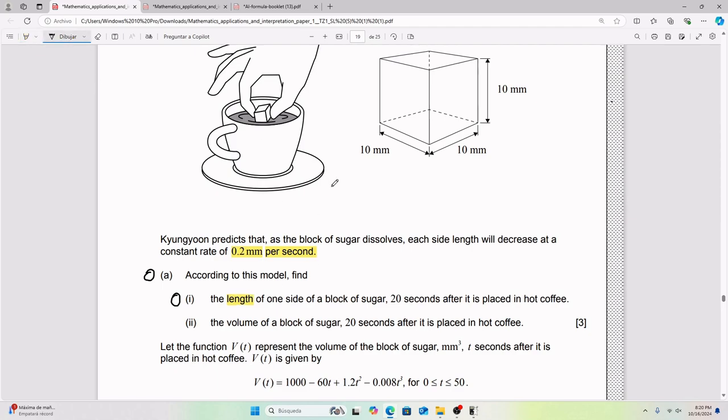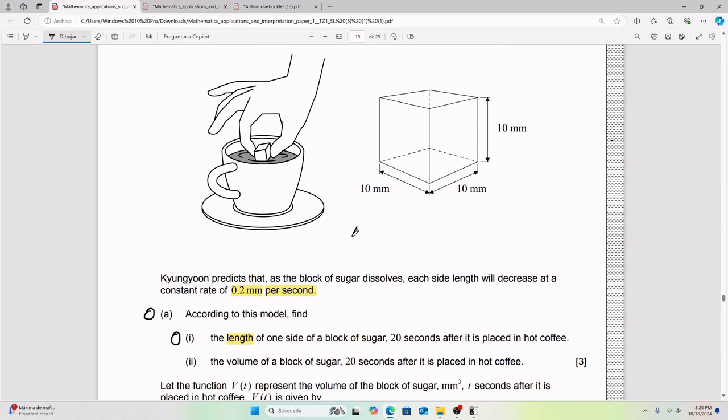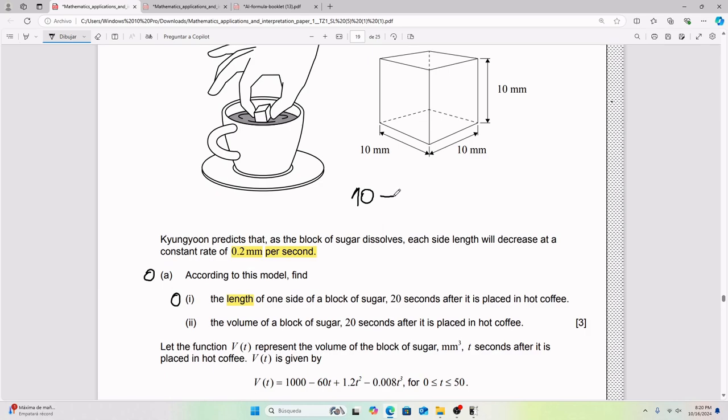And so we know that it starts at 10 millimeters, right? So it starts at 10 and it loses, so we're going to put a minus, a certain amount of those millimeters per second. How many millimeters per second does it lose? It loses 0.2 millimeters per second. This is all in mm units, right? But technically, it has 10 mm, and it loses 0.2 mm per second.